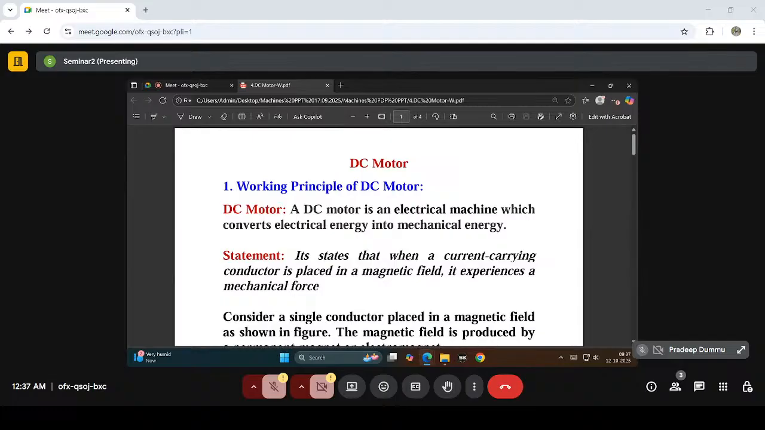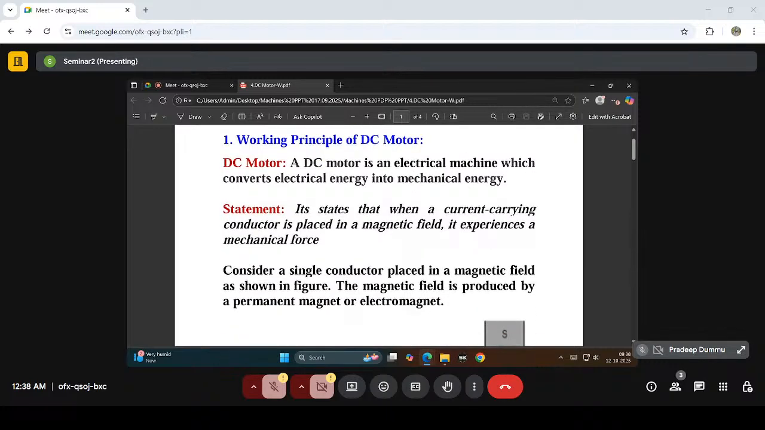It states that when a current carrying conductor is placed in a magnetic field, the conductor experiences a mechanical force, and finally the conductor will rotate. So the final condition is that the armature should rotate in the motor. What is the conductor? We call it the armature. Who is the rotating part? The armature is the rotating part. Clear?